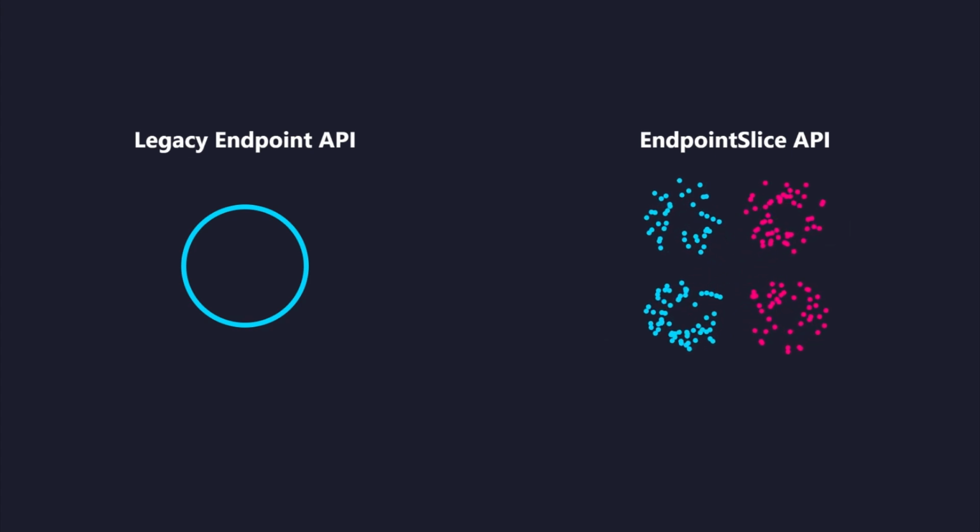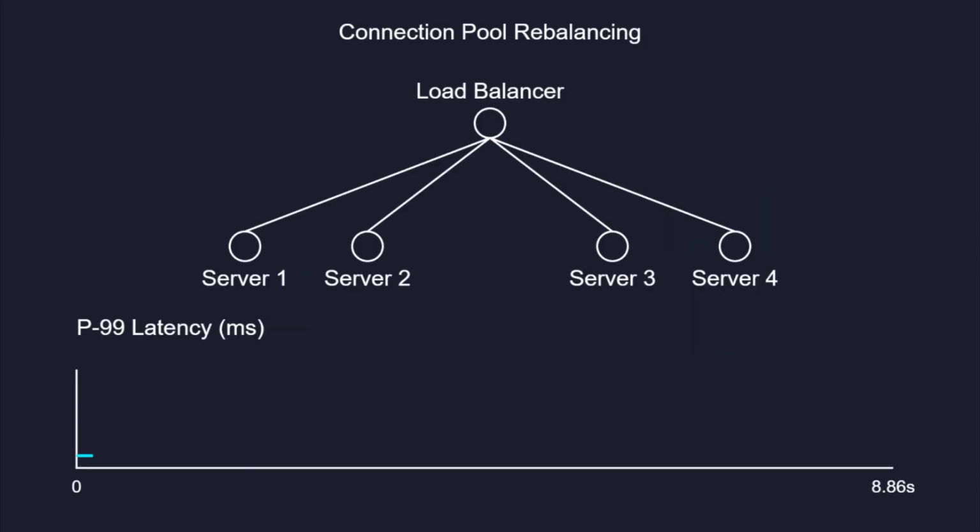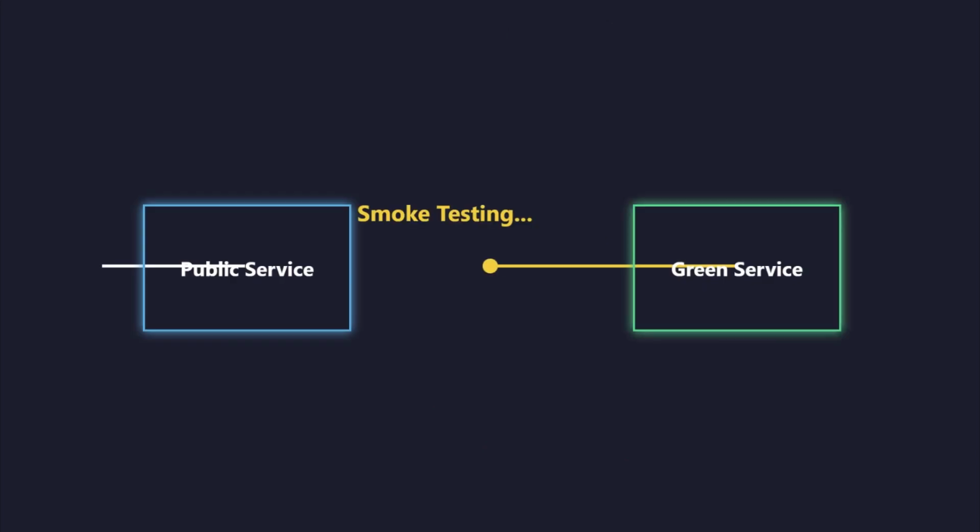Kubernetes uses endpoint slices to handle large numbers of pods efficiently. This improves performance during the traffic flip for massive clusters. Observe P99 latency closely during the switch. Brief spikes are common as the internal load balancer rebalances the connection pool.